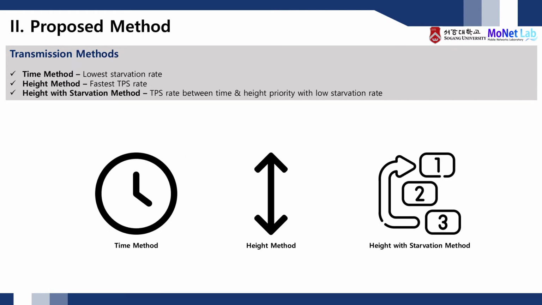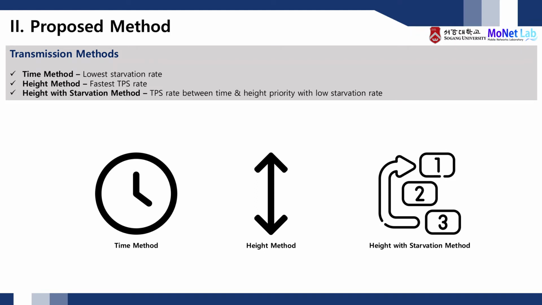This slide shows the transmission methods of our proposed algorithm. It basically follows the overall priority just mentioned on the previous slide. Time method would be the example for the previous slide. This would be the most basic and simple method for transmission, since it processes transactions only with time priority. It has the lowest starvation rate.